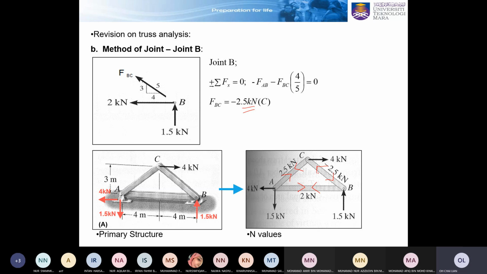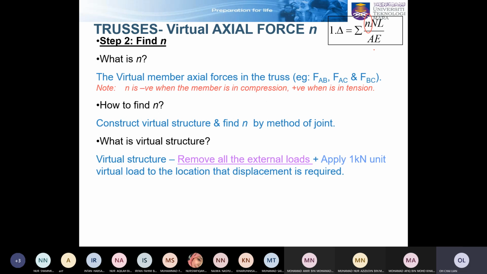Next, we have sorted out the big N. Now we have to come to the analysis for the small n, which comes from the virtual structure. This virtual structure is similar to the big N. If negative, we put a compression. If positive, it is a tension. And we need to get the n from the virtual structure.